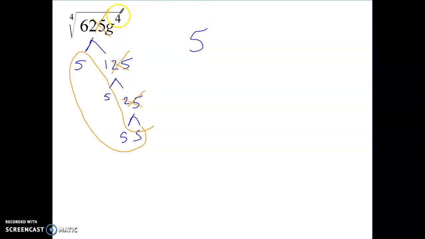Now let's do our exponent. If this is a fourth root, what number do you think you'll divide by? Well, you'll divide by 4. 4 divided by 4 is 1. So I'm going to get g, or g to the first, on the outside. And there's no remainder when I divide 4 by 4. So that's the answer. This one was a perfect fourth problem because the fourth root of 625 is 5. And the fourth root of g to the fourth is g. So nothing left over on the inside at all.